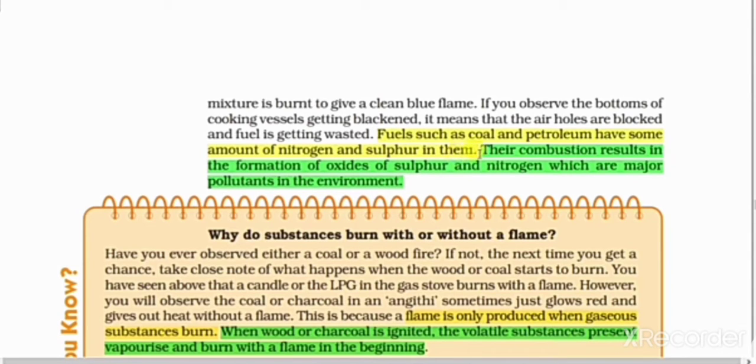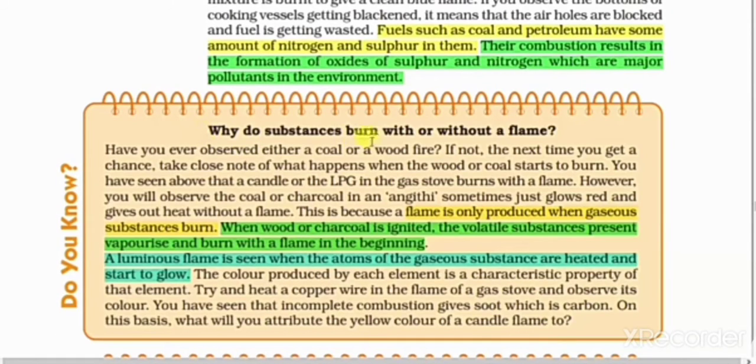Fuels such as coal and petroleum have some amount of nitrogen and sulfur in them. Their combustion results in the formation of oxides of sulfur and oxides of nitrogen, which are the major pollutants in the environment. These cause pollution in the environment.